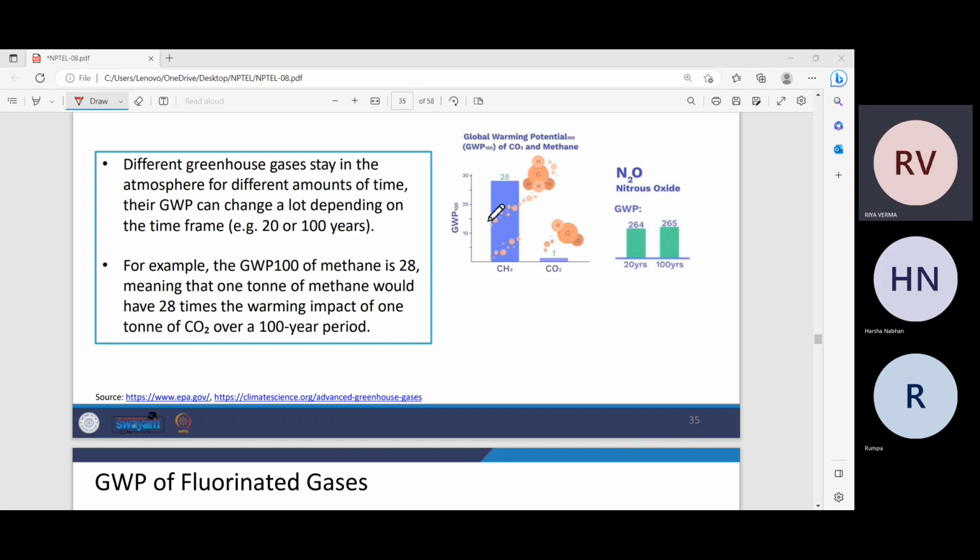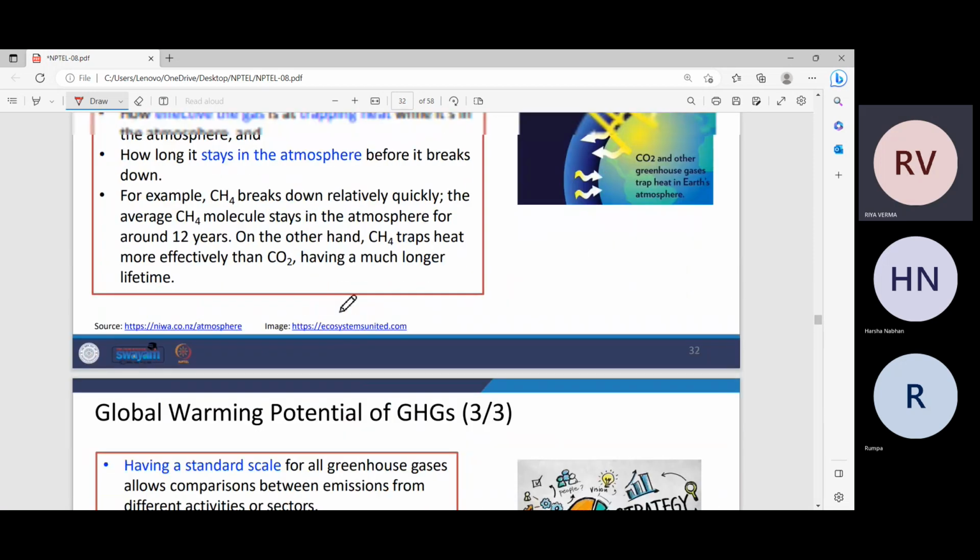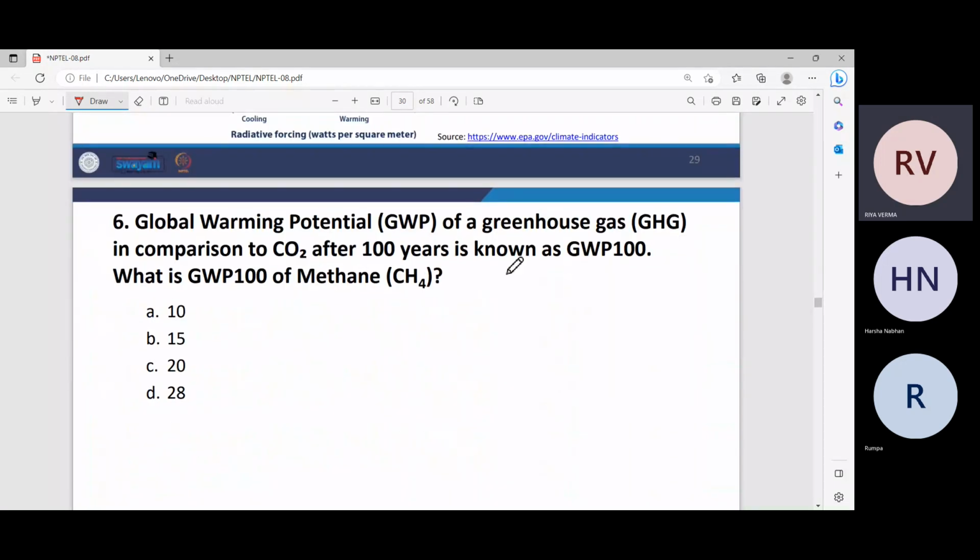For example, these GWP 100 values for methane. For the 100-year scale, the GWP value of methane is 28, and for CO2, it's just 1. You can clearly see that methane has 28 times the global warming impact. GWP 100 of methane is 28, meaning that 1 ton of methane would have 28 times the warming impact as compared to 1 ton of CO2 over a 100-year period. So in the question, we asked the GWP value of methane. So it will be 28.